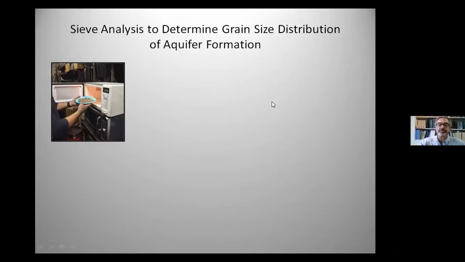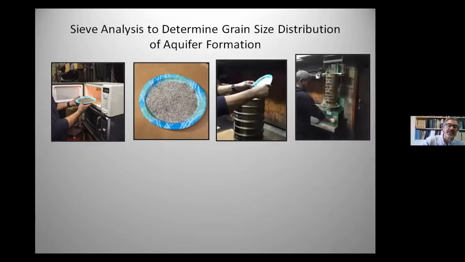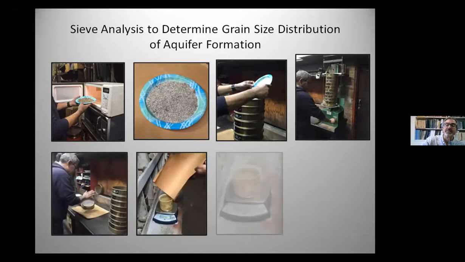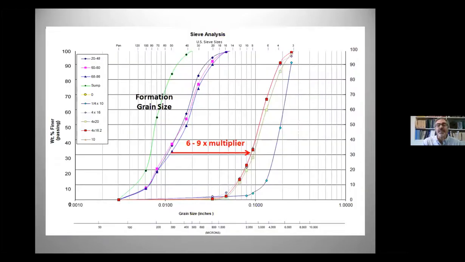Then they are run through the series of sieves where the coarse materials are collected near the top of the series of sieves and the fines collected at the bottom. Each of those samples are then weighed and then plotted on a format such as this.